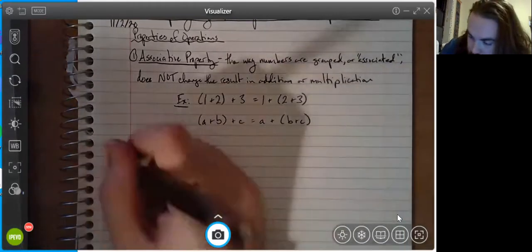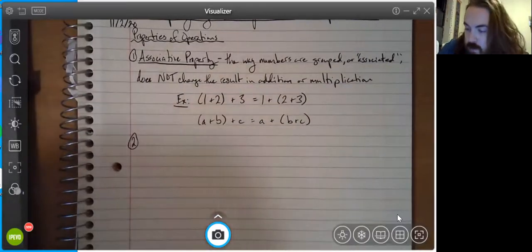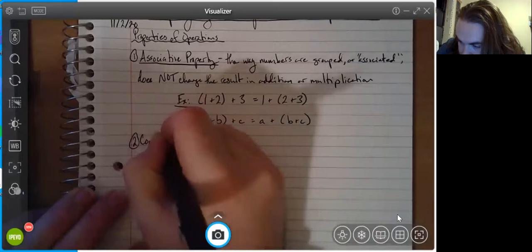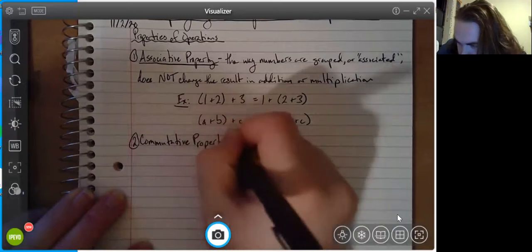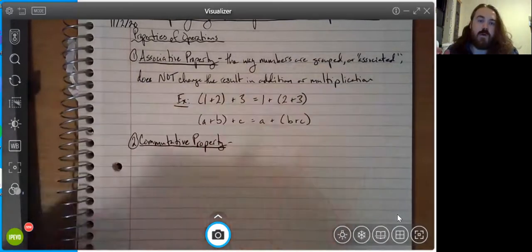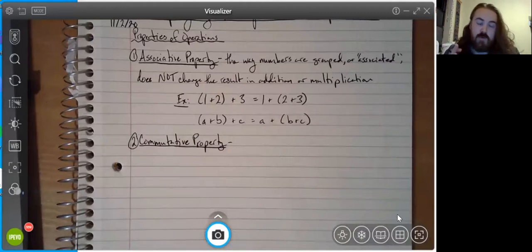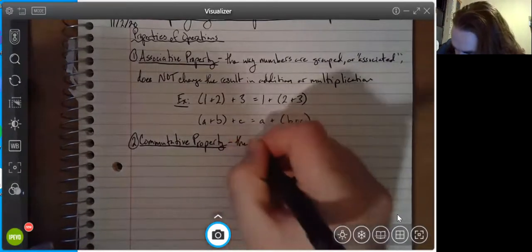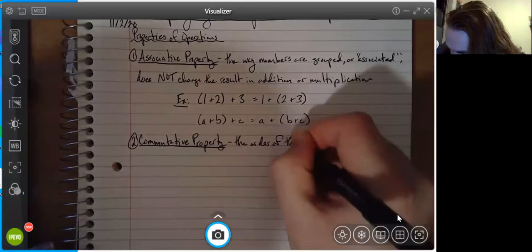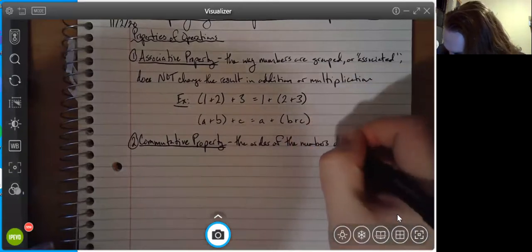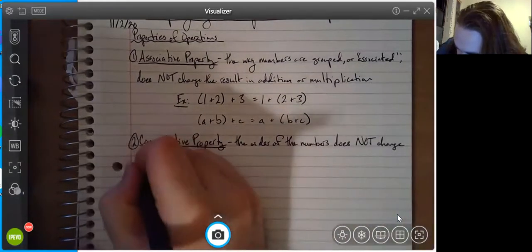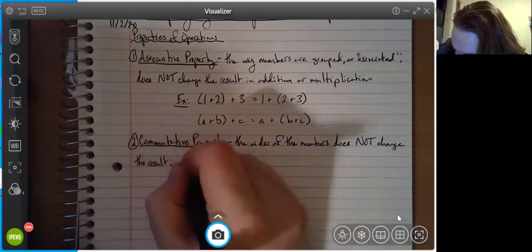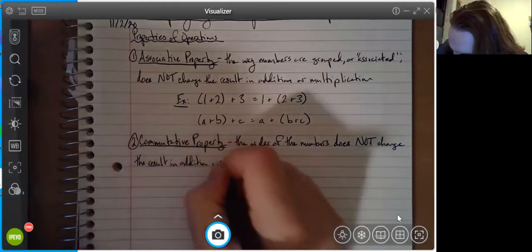Number 2, second property you gotta worry about today. Not just the associative property, the commutative property. It has that word commute in it, which I think we're all pretty familiar with. Your commute is how you get to school or how you get to work from home. Your commute is how you move to somewhere. Commute means move. So what the commutative property tells us is that the order of numbers does not change the result in addition or multiplication.